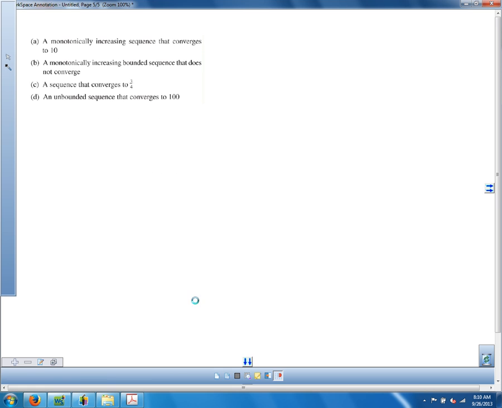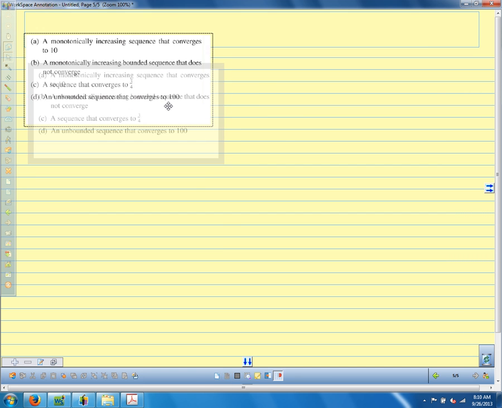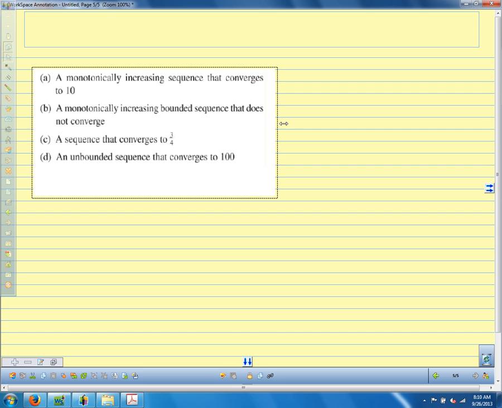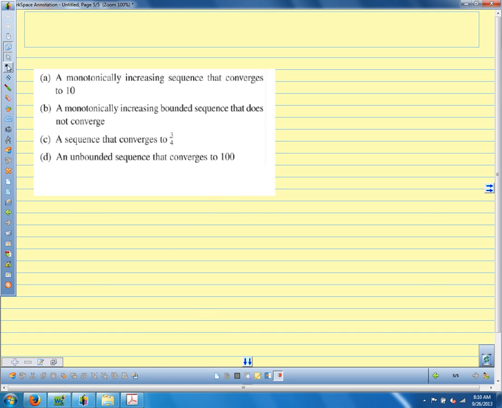Okay, so I want to talk about these questions. We want to find examples of all of these things. So part A, we're trying to find a monotonically increasing sequence that converges to 10. So on your own, in partners, whatever, if you can come up with a monotonically increasing sequence that converges to 10. Monotonically increasing means the terms are always getting bigger, but the limit is 10. So work on that for a second. And then we'll talk about it.